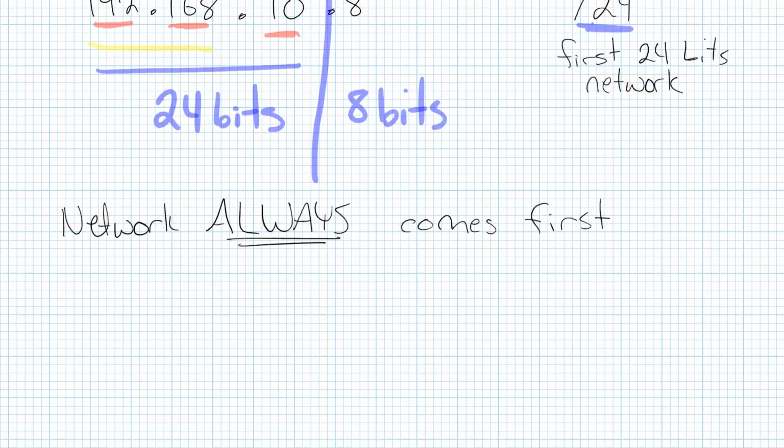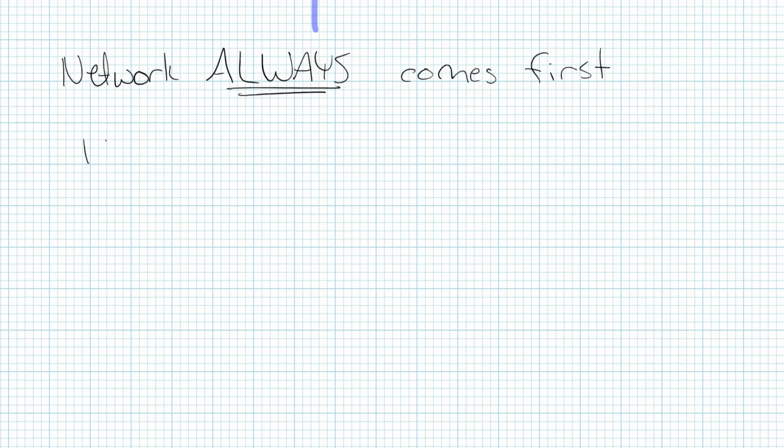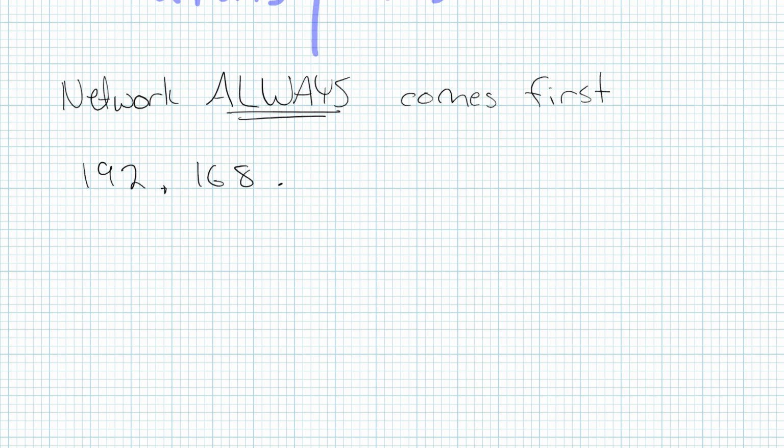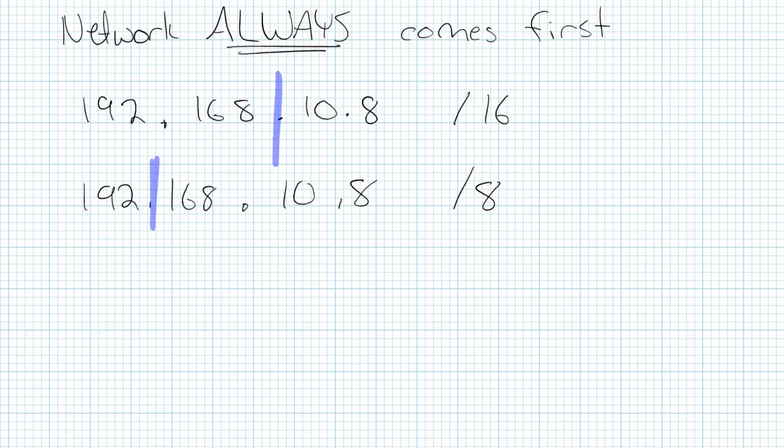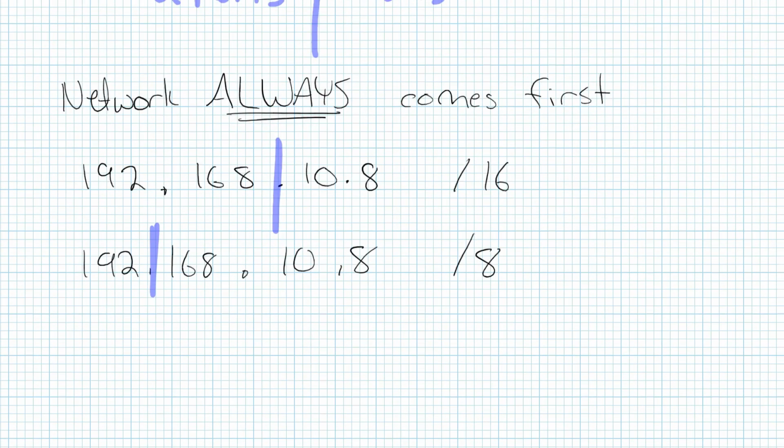If we were to write this address as a 192.168.10.8/16 network, we would be splitting it right in the middle. If we were to write this address as 192.168.10.8/8 bits, we would be separating it after the first octet. So we have a /24, /16, and a /8.